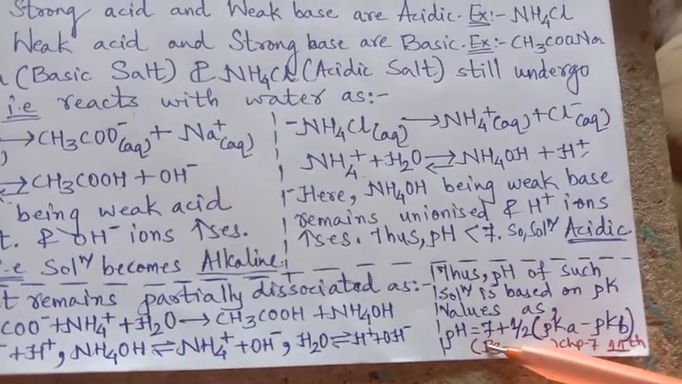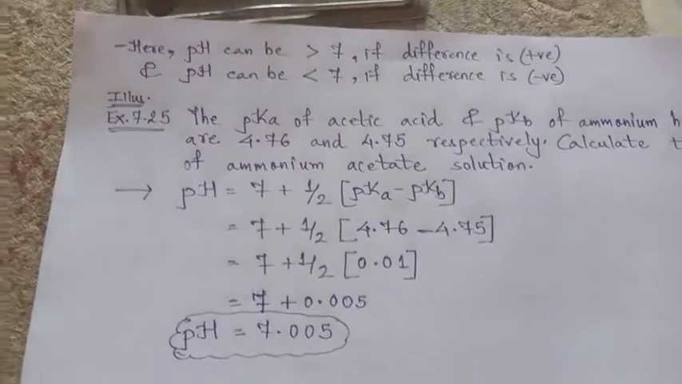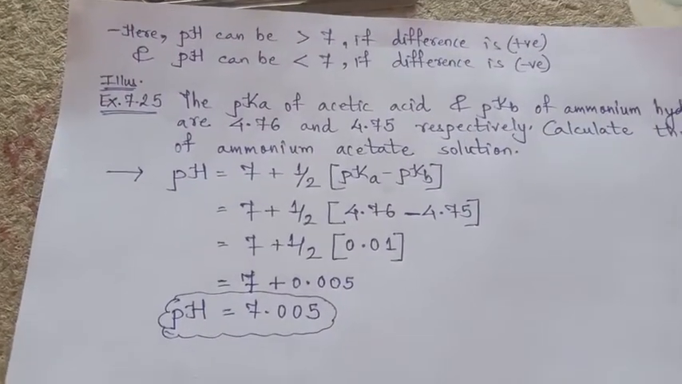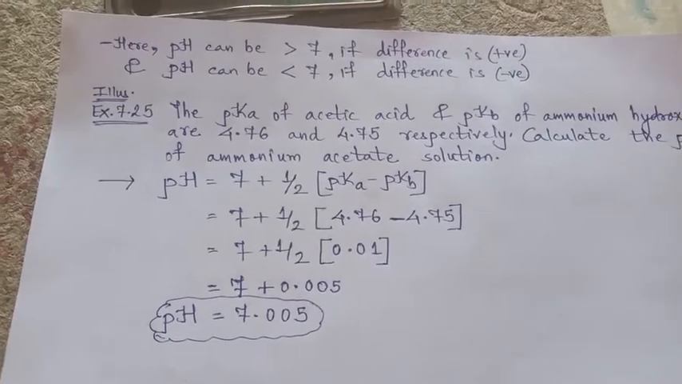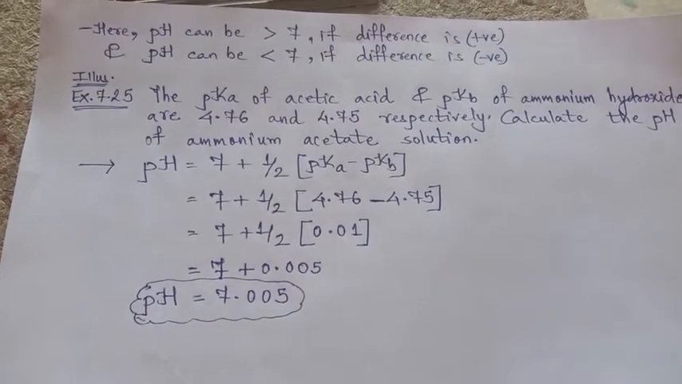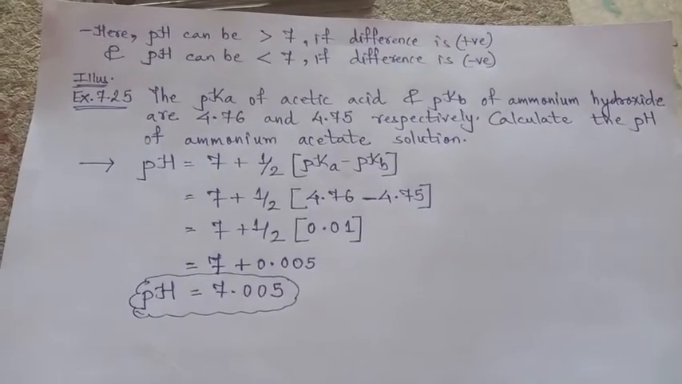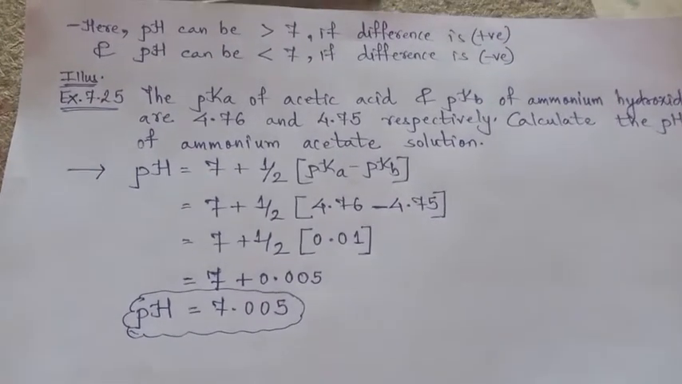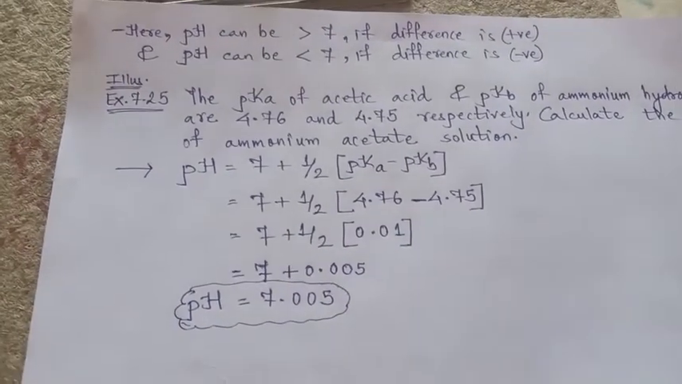Now here, what is the thing? See here, pH is greater than 7 if the difference pKa minus pKb is positive, and if the difference pKa minus pKb in the formula is negative, then the pH can be less than 7.